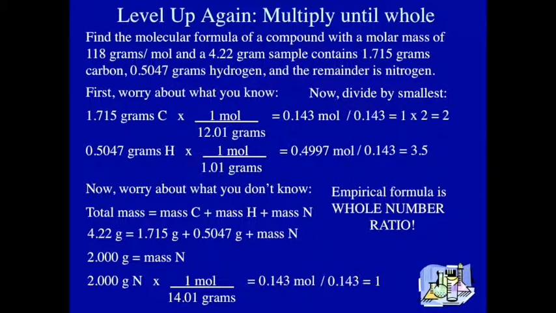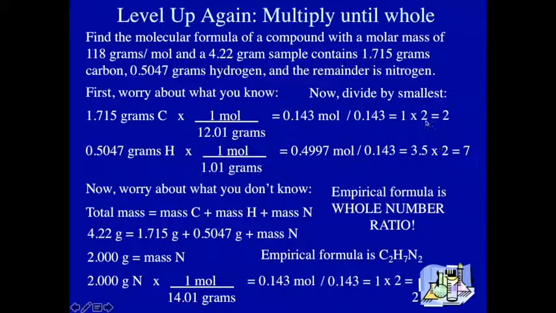1 times 2 is 2. 1 times 2 is 2. That's no surprise. 3.5, I got a little ahead of myself, my apologies. 3.5 times 2 is now 7. So my empirical formula will be C2, because I'm dealing with carbon, H7, and then N2, C2H7N2. That is my empirical formula, where it says in my original rules, multiply until whole.